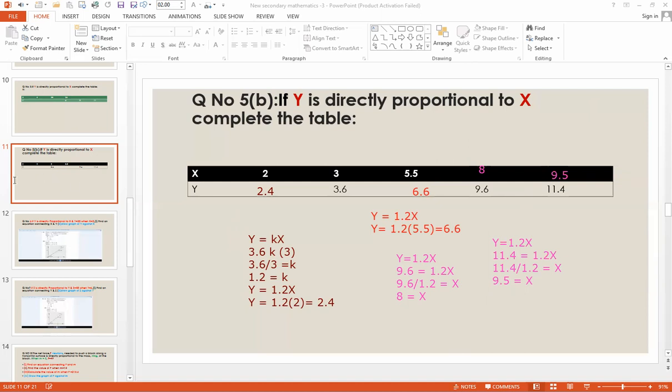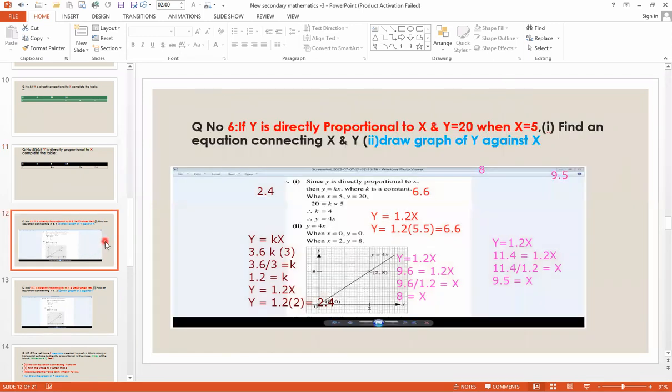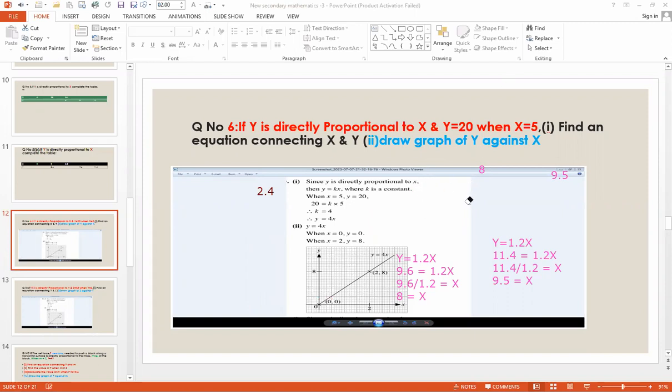Okay. Now we move towards the next question, that is question number 6. Yes. That is question number 6. And wait, I just have to remove all that in this question solution. Just give me a few seconds. I just want to remove. Okay. Now we move towards the question.